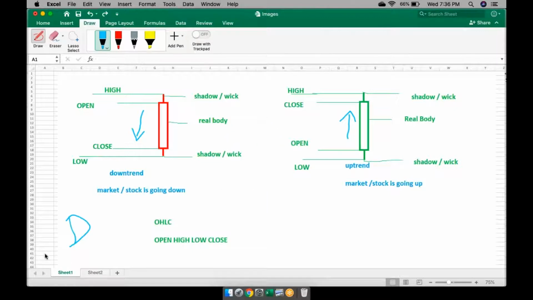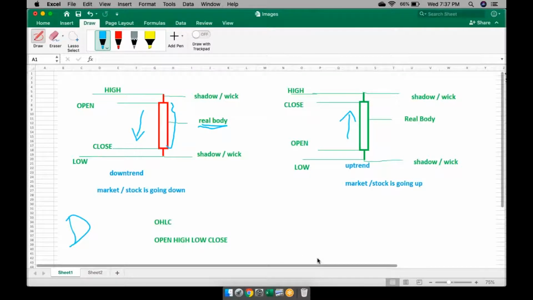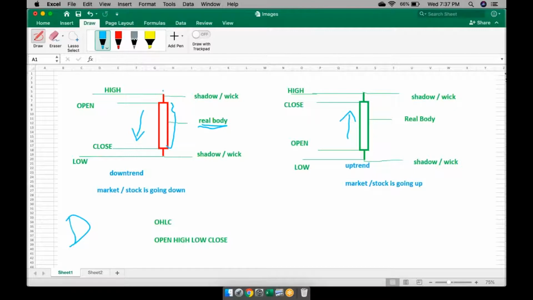So let me come back. You can see here, this is the body of the candle, the real body. This is called the real body of the candle, and this is called the tail or wick. Tail, shadow, wick, we can call it by any of these.